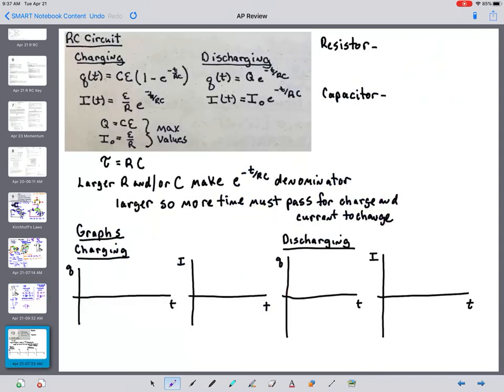Looking at the overall summary, there are the equations that we have derived previously for charging and discharging the capacitor in an RC circuit. Now, I want to focus a little more on the conceptual side. When you place a resistor in a circuit, a resistor allows charges to flow. You get a current. A capacitor stops charges from flowing.